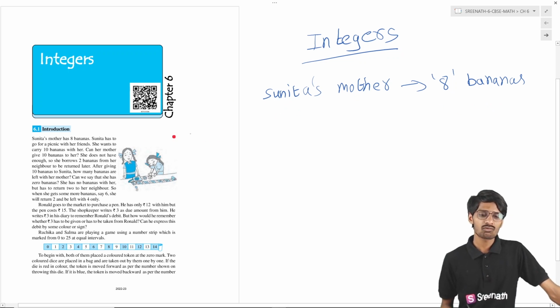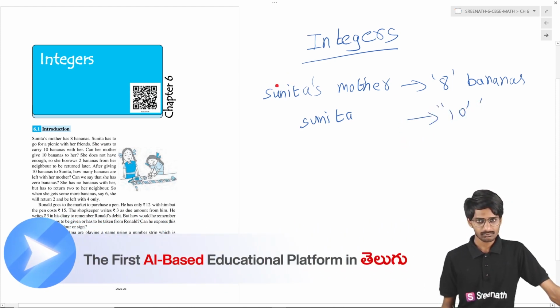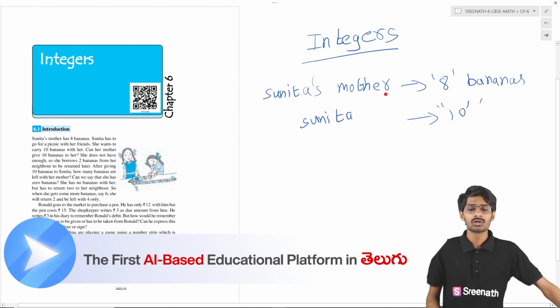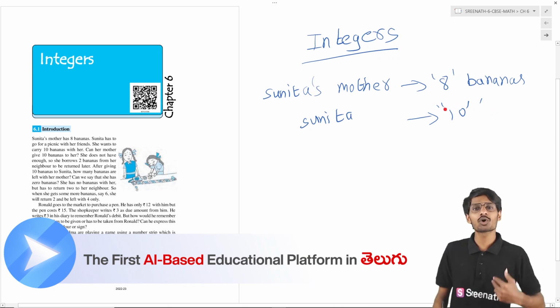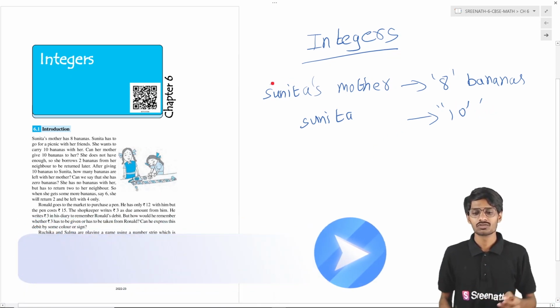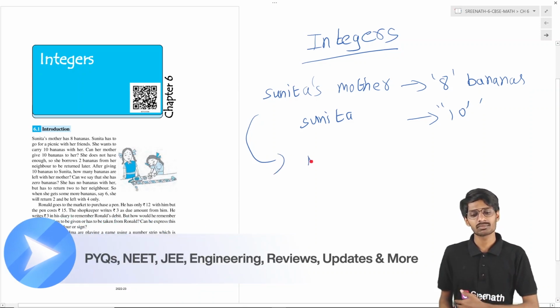Sunita wants 10 bananas. But Sunita's mother has only 8 bananas. Then how can her mother give 2 more bananas to Sunita? For this problem, Sunita's mother borrowed 2 bananas from their neighborhood.